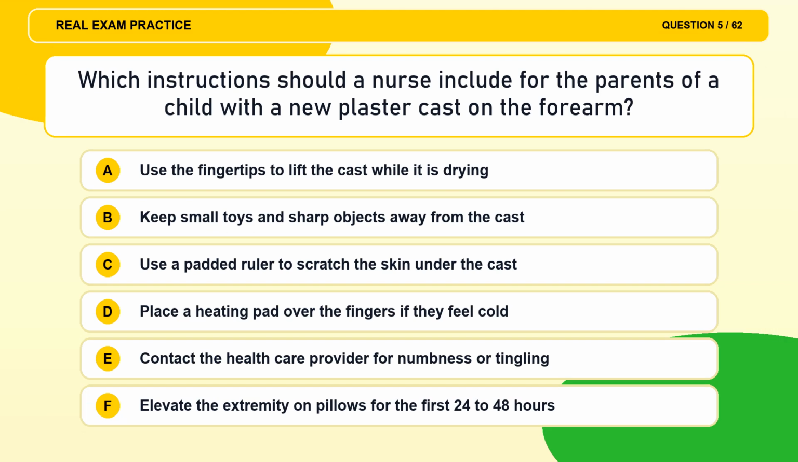Question 5. Which instructions should a nurse include for the parents of a child with a new plaster cast on the forearm? Option A. Use the fingertips to lift the cast while it is drying. Option B. Keep small toys and sharp objects away from the cast. Option C. Use a padded ruler to scratch the skin under the cast. Option D. Place a heating pad over the fingers if they feel cold. Option E. Contact the healthcare provider for numbness or tingling. Option F. Elevate the extremity on pillows for the first 24 to 48 hours.